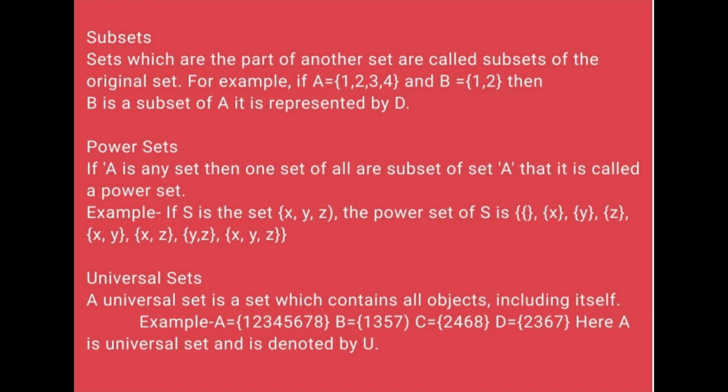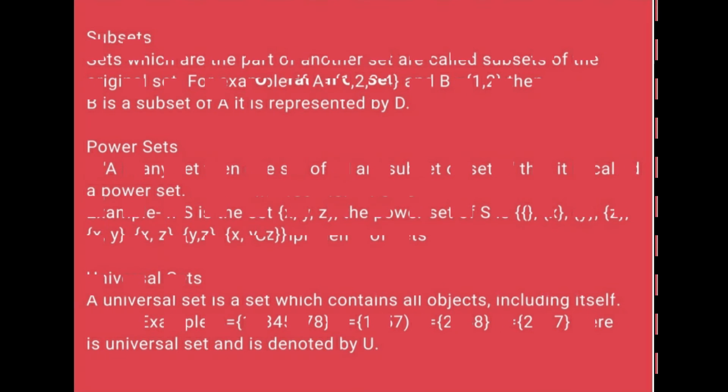Universal set. A universal set is a set which contains all objects, including itself. An example of a universal set: A equals {1, 2, 3, 4, 5, 6, 7, 8}, B equals {1, 3, 5, 7}, C equals {2, 4, 6, 8}, D equals {2, 3, 6, 7}. Here A is the universal set.